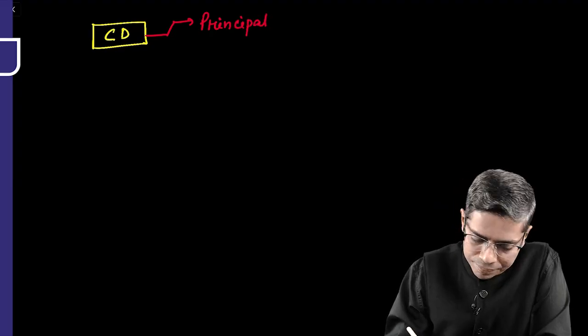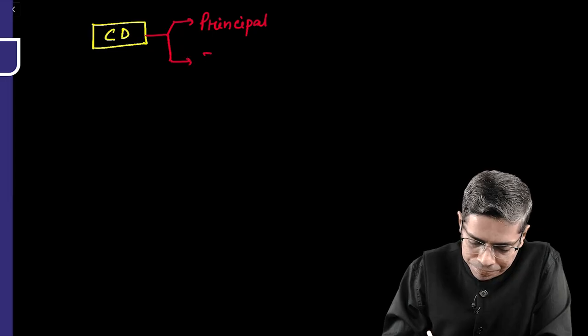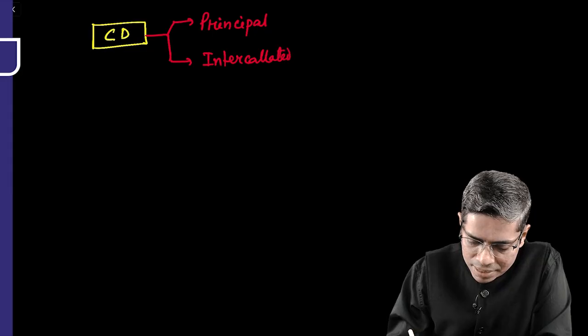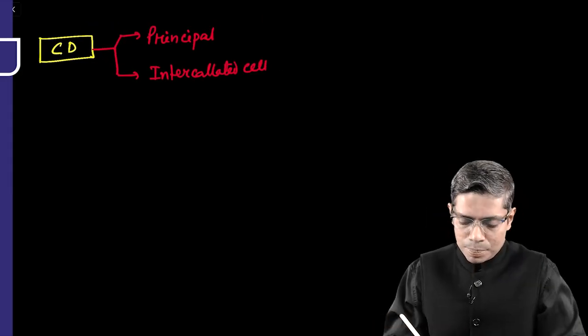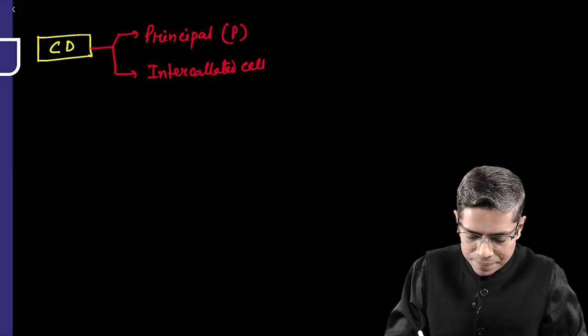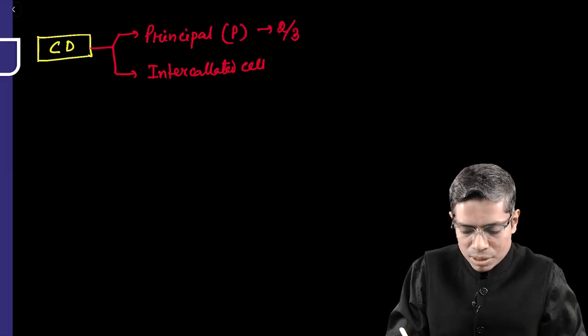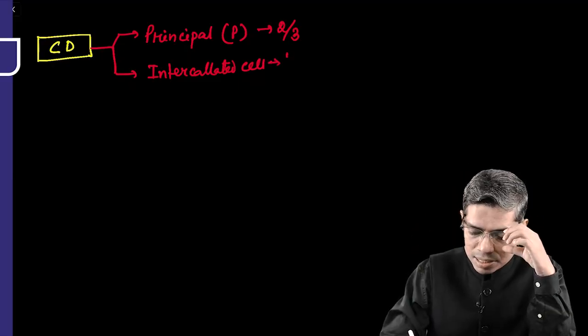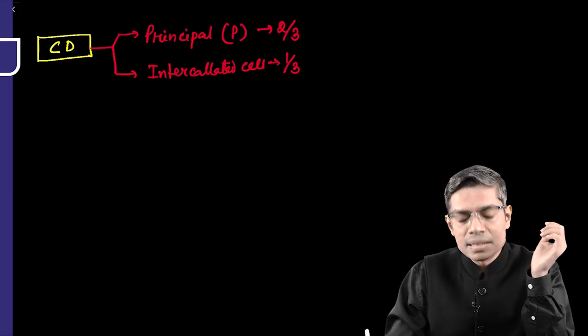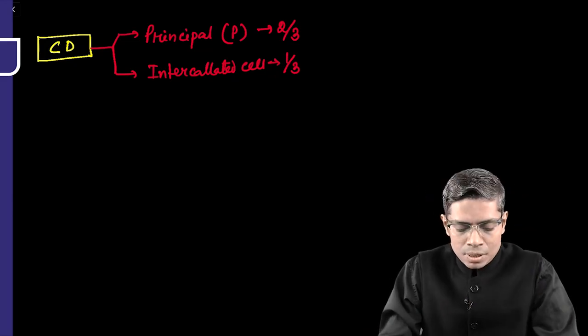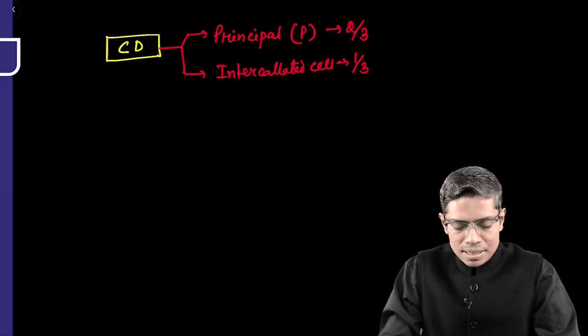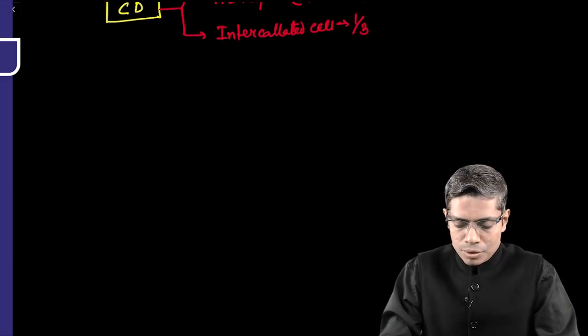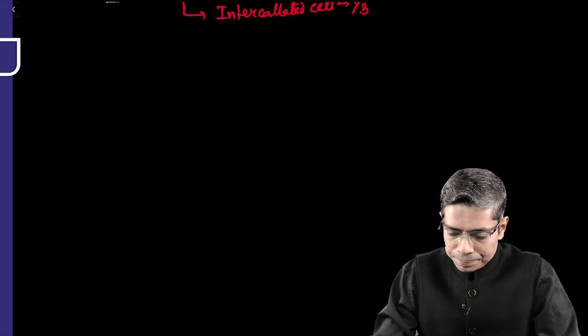Principal cell and intercalated cell, right? So the principal cell or P cell, it is the major cell population. 2/3 of the cell population is the principal cell, and only 1/3 of the cell population of the collecting duct is intercalated cell. So whenever we are discussing collecting duct sodium reabsorption, we are going to draw both of these kinds of cell. Okay, so let's draw this diagram.